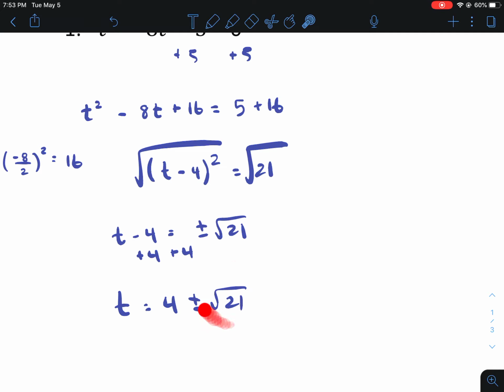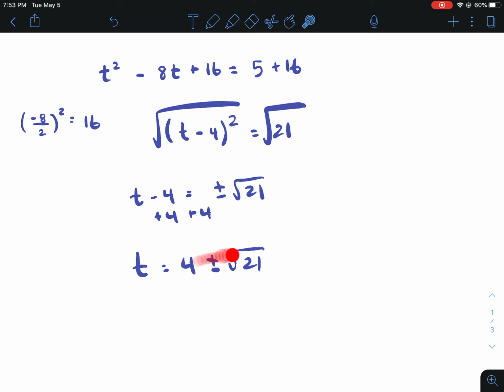So it's important that we put that plus or minus afterwards, because it kind of reads naturally this way. 4 plus root 21, 4 minus root 21. Okay.